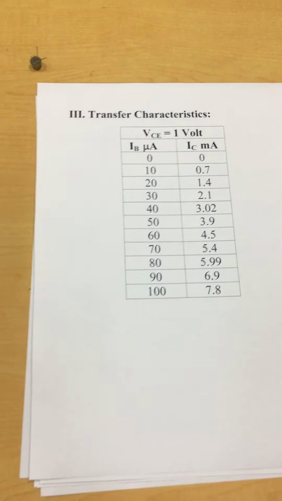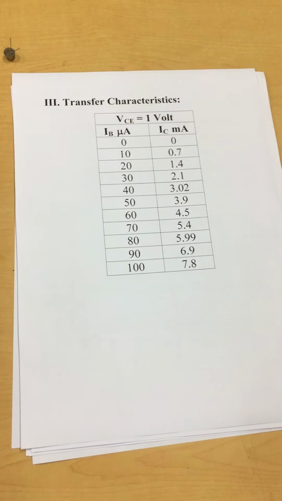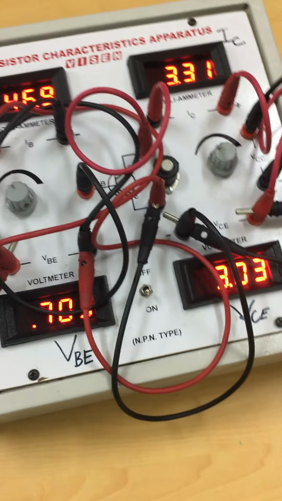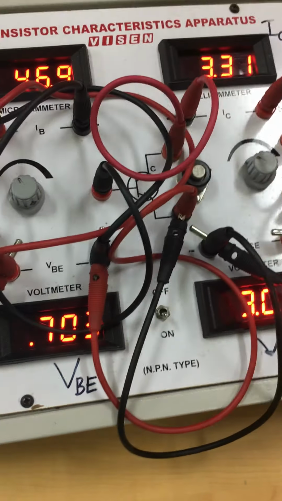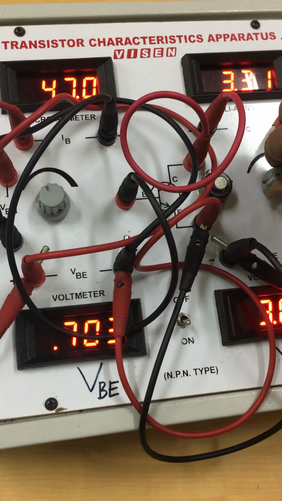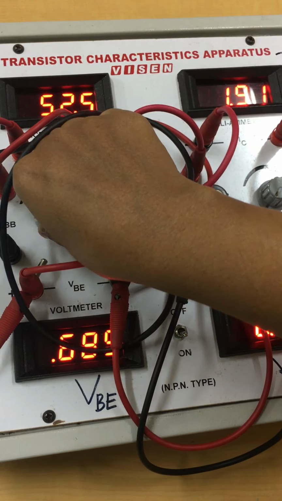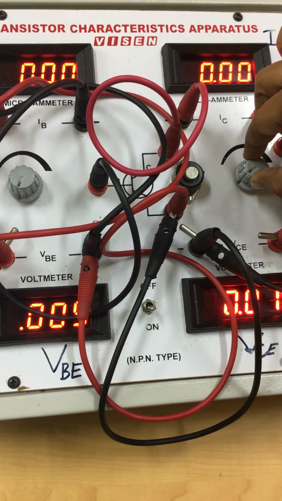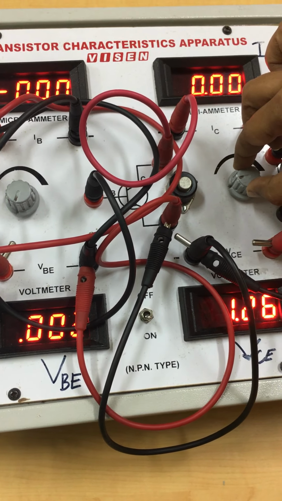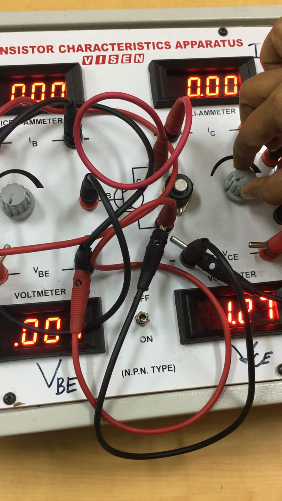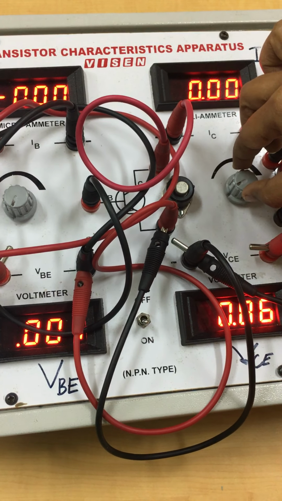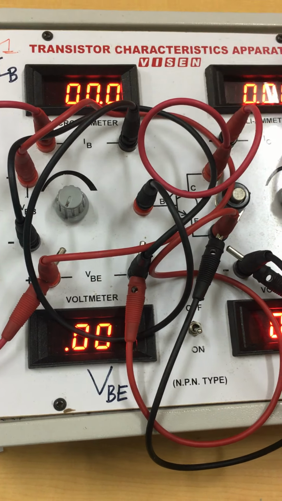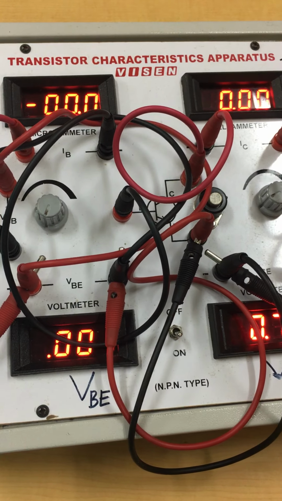Next, the third thing we have to determine is the transfer characteristics. So, in this, the tabular column says VCE should be kept constant for 1 volt. So this VCE I will keep constant for 1 volt, and I will vary IB. I will note down IC. Where is IB? IB is this which is in microamps. IC is this which is in milliamps.